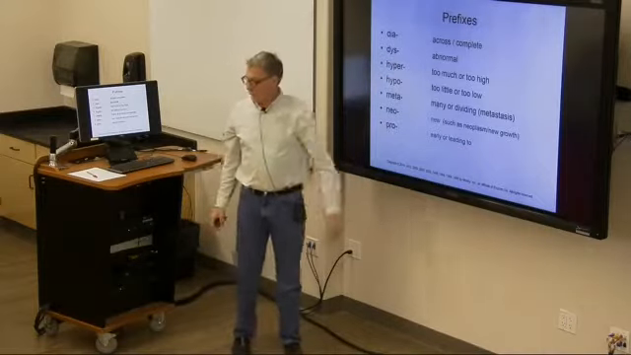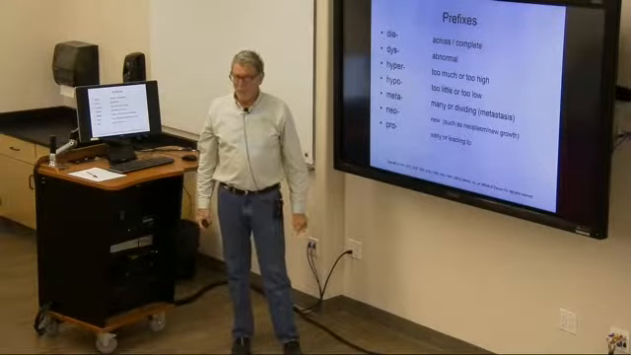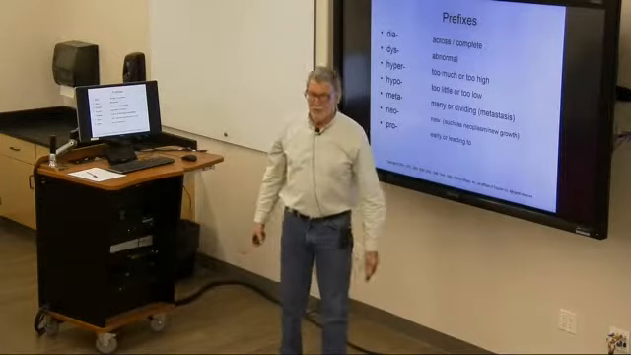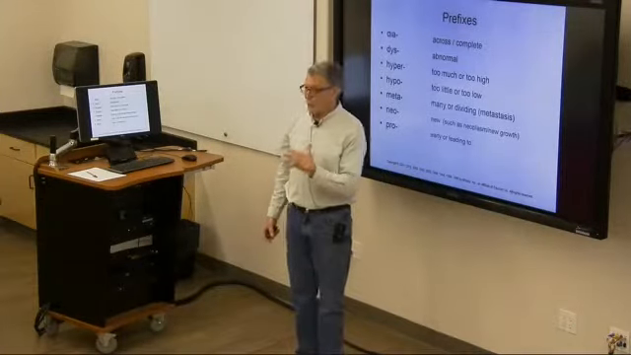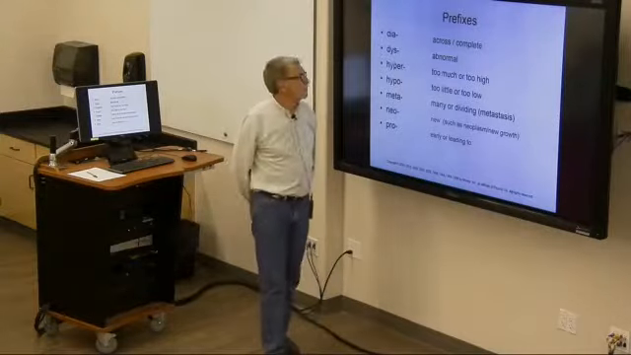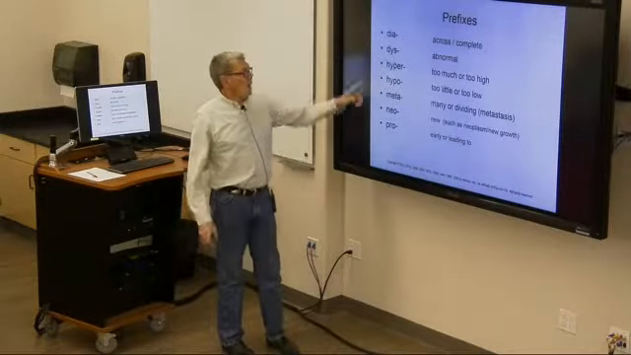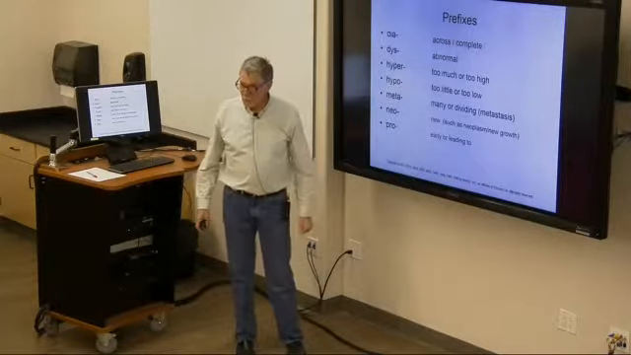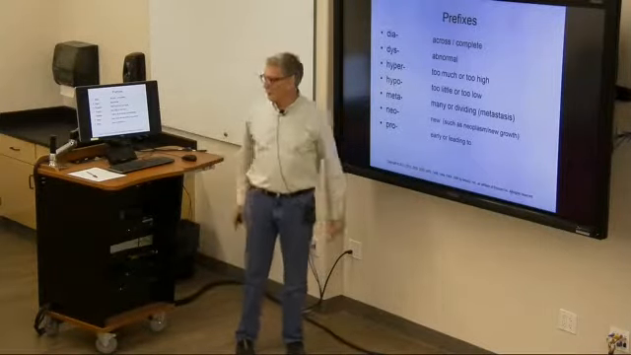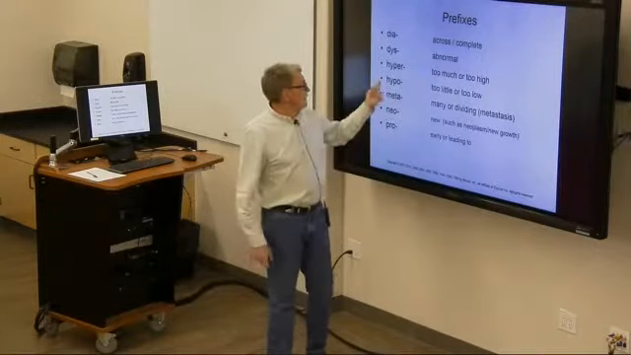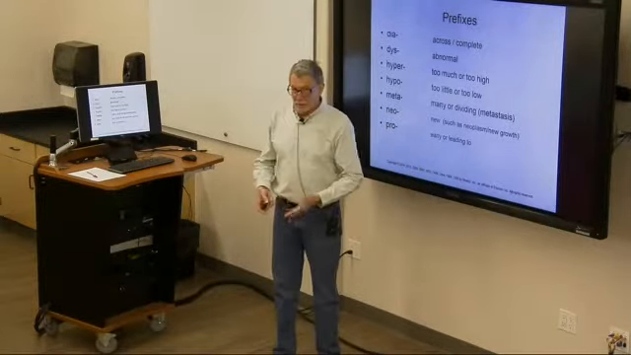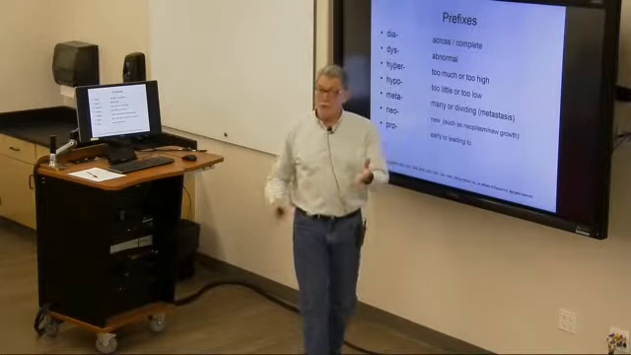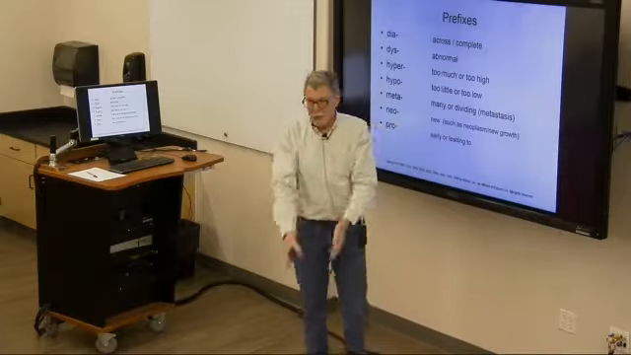Dys means abnormal. So if I'm in distress, that's bad. If I have dyspnea, I'm having a hard time breathing, I have abnormal breathing. Hyper means too much or too high. Hypo means too little or too low. And we talked about that in the back of the room earlier. Hypogastric is below the stomach, but also hypothyroidism means your thyroid is working too little, too low.